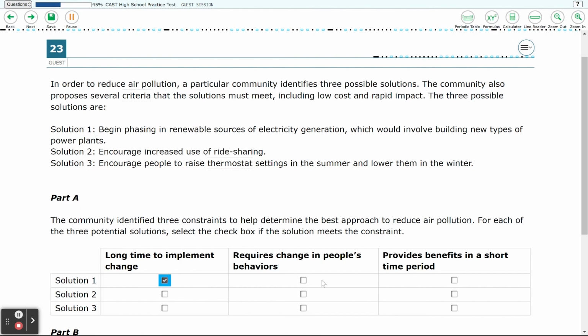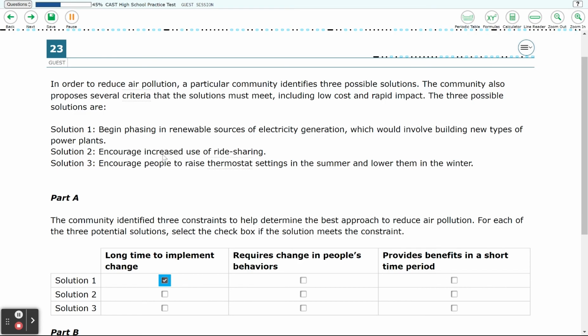Probably not. There's no indication that these are questionable sources of energy generation. If we had more information, that's a possibility. Provides benefits in a short period of time? No, because they take a long time to implement. They will not provide benefits in a short period of time.